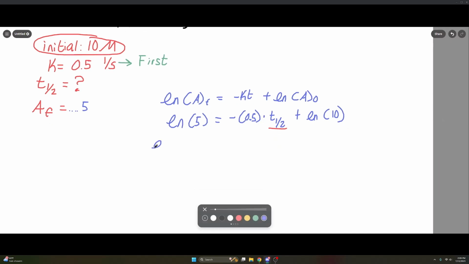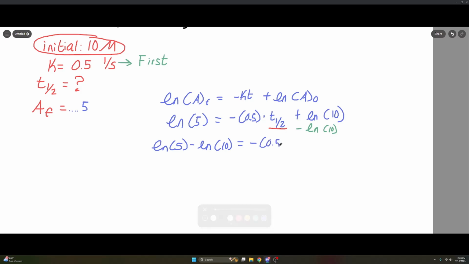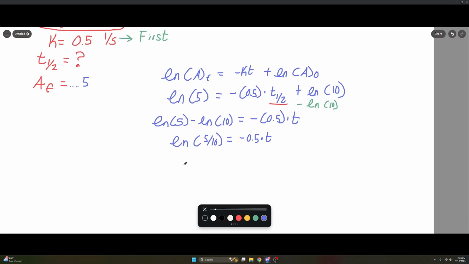Logarithm math might scare some of my students, so I'm going to go nice and slow. My first step would be to subtract natural log from both sides, natural log 10. So now I have ln of 5 minus the ln of 10 equals negative 0.5 times t. Subtraction of logs is the same thing as writing division. So this is ln of 5 over 10. Keep on writing. 5 over 10 is the same thing as 1/2.